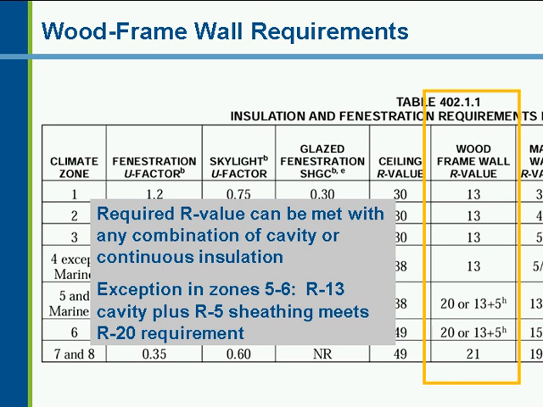There is one exception. In Zones 4 and 5, the R20 requirement can be met by a combination of R13 cavity insulation plus an R5 insulating sheathing.